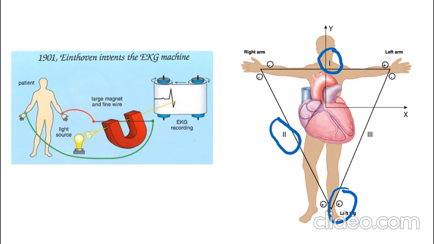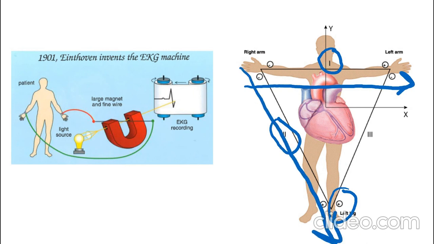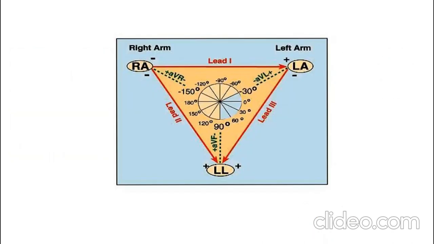Lead 1 is going to go from the right arm to the left arm as such. Lead 2 is going to go from the right arm to the left leg in this direction here. And then lead 3 is going to go from the left arm to the left leg in this direction here. In a much neater diagram, let me show you the next slide. Here's a better representation of those 3 leads, as I just depicted and drew before.